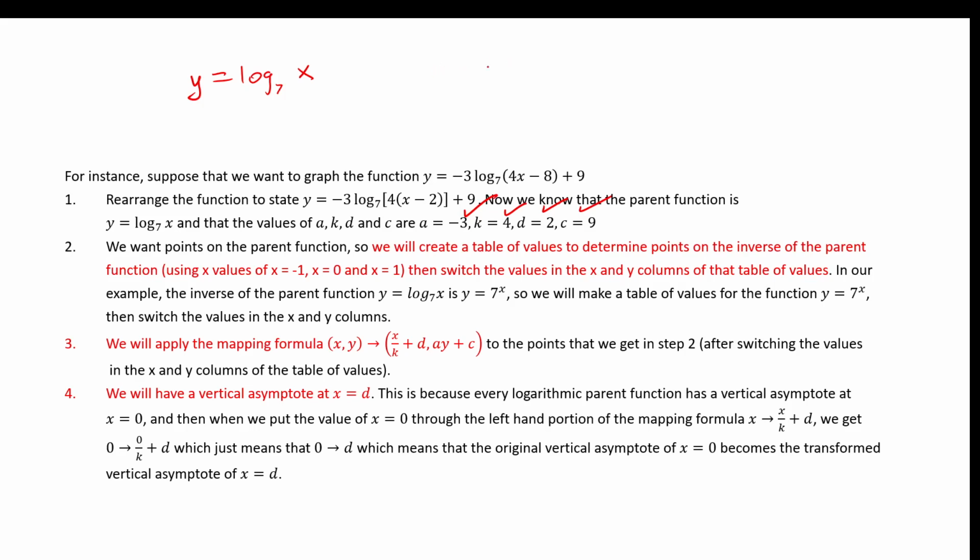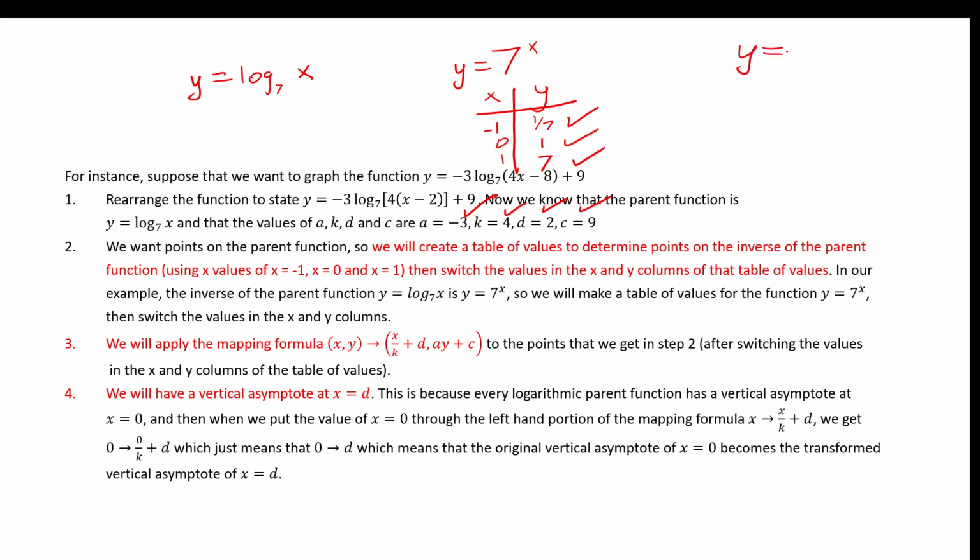Now, the inverse of the function y equals log base 7 of x is y equals 7 to the exponent x. It's pretty easy to make a table of values out of y equals 7 to the exponent x. We'll use -1, 0, and 1 as our default x values, and we'll get y values of 1/7, 1, and 7. So what this means is that the point (-1, 1/7) is on the inverse of y equals log base 7 of x, (0, 1) is on the inverse, and (1, 7) is on the inverse of y equals log base 7 of x.